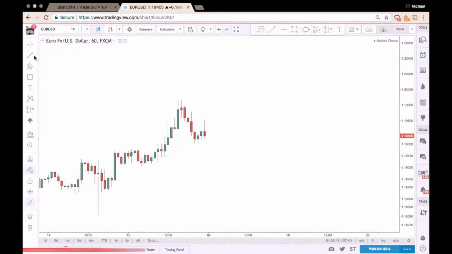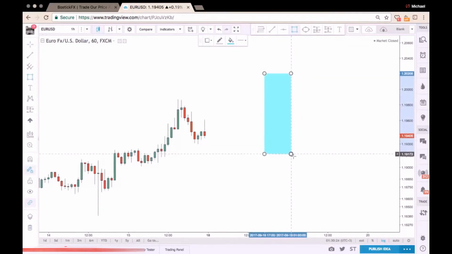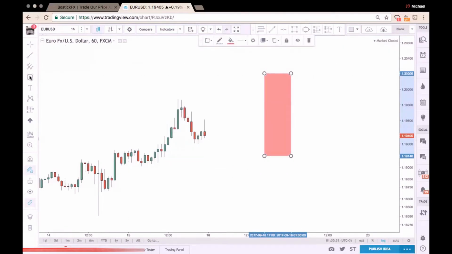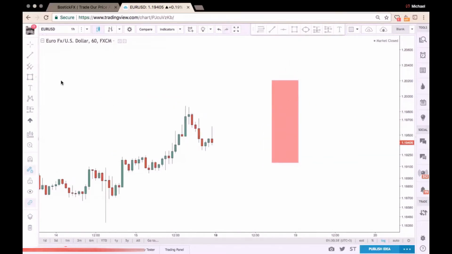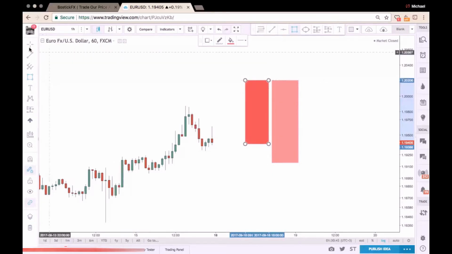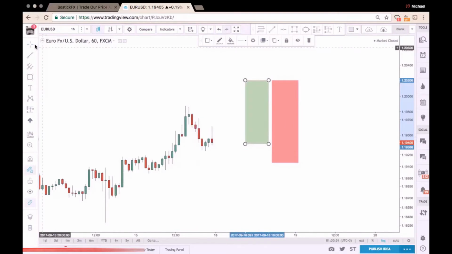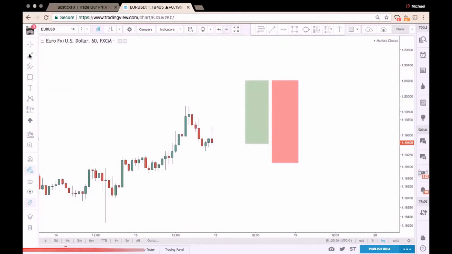So let me draw it out. Here's a candlestick. We'll make it red. That means it went down. And then we'll make another candlestick. We'll make that one green. And then we'll talk about the bodies first.